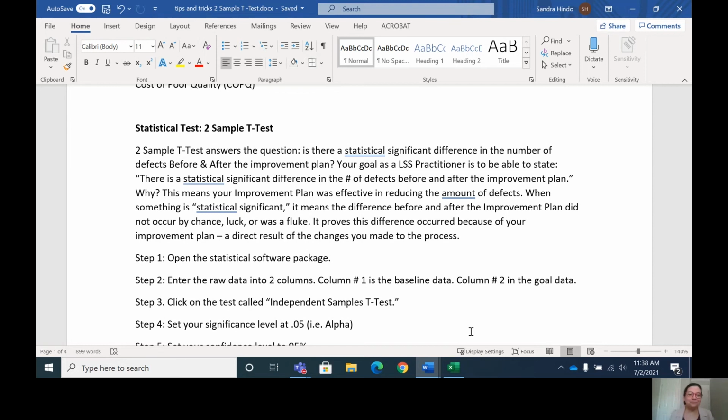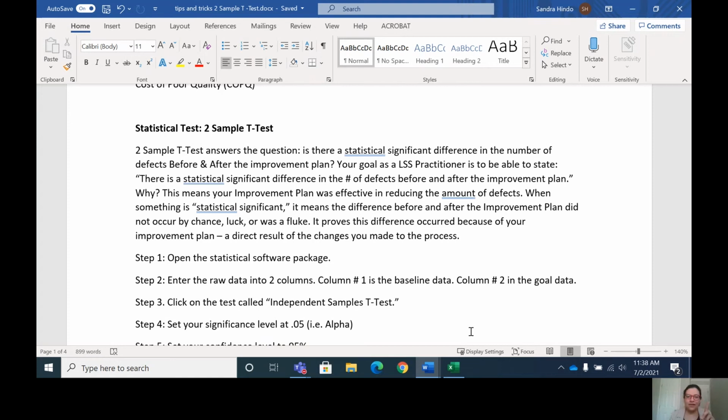Now, here it goes. A two-sample t-test answers the question, is there a statistical significant difference in the number of defects before and after your improvement plan? Your goal as a Lean Six Sigma practitioner is to be able to state there is a statistical significant difference in the number of defects before and after the improvement plan. Why? This means your improvement plan was effective in reducing the amount of defects.